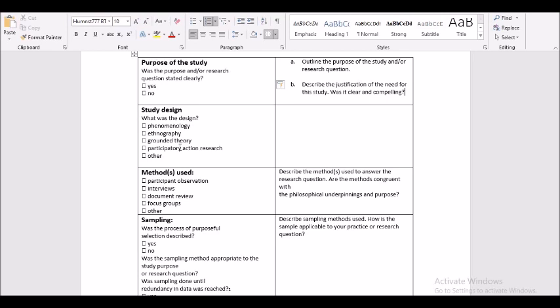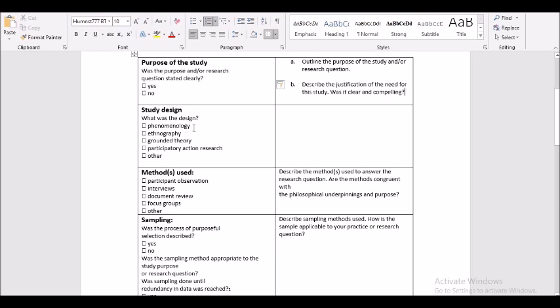However, when we come to the qualitative side of it, similarly, you will see a lot of things once you understand what exactly is going into qualitative research. So here you will see what was the design. Was it phenomenology?